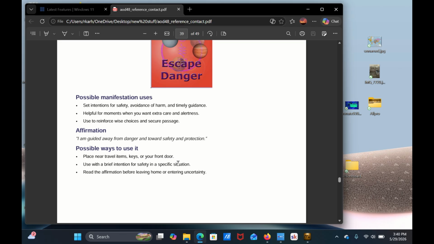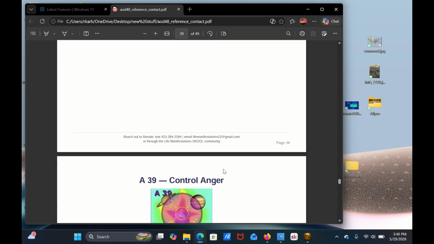Placed near travel items, keys, or your front door. Used with a brief intention for safety in a specific situation. Read the affirmation before leaving home or entering uncertainty.